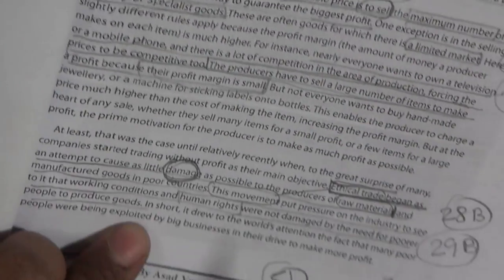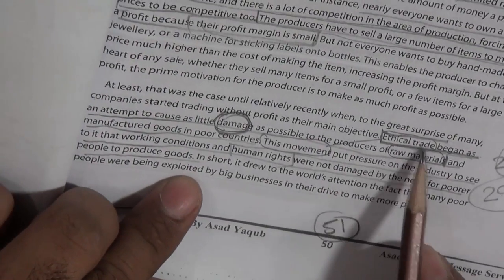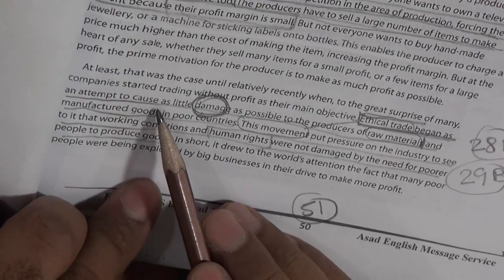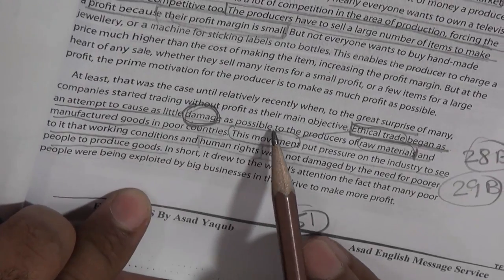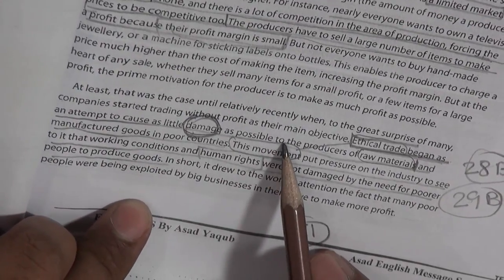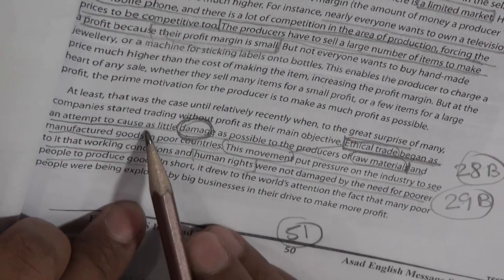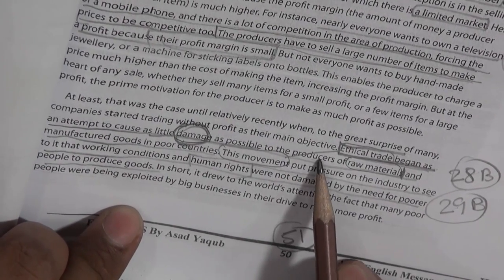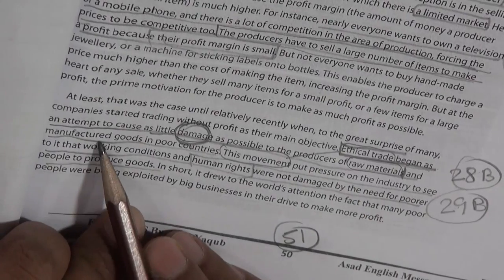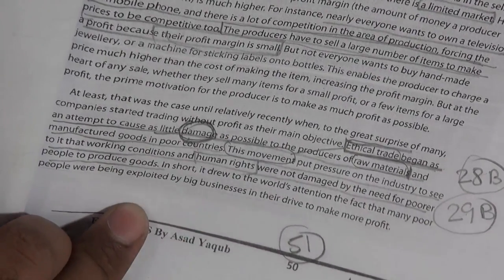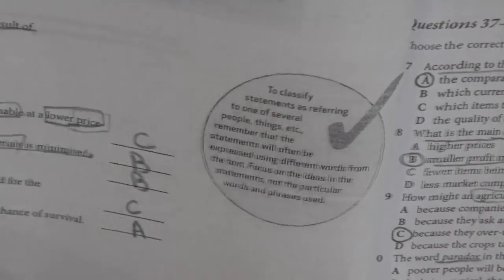You can see this again if you want to. It's just here. Ethical trade began as an attempt to cause as little damage as possible. As little damage as possible means minimize, to the producers of raw materials and manufactured goods in poor countries. Okay, now let's go on.